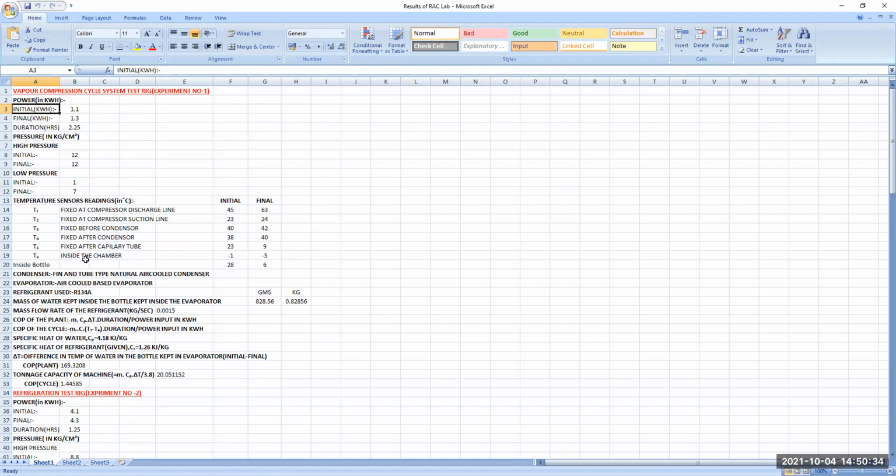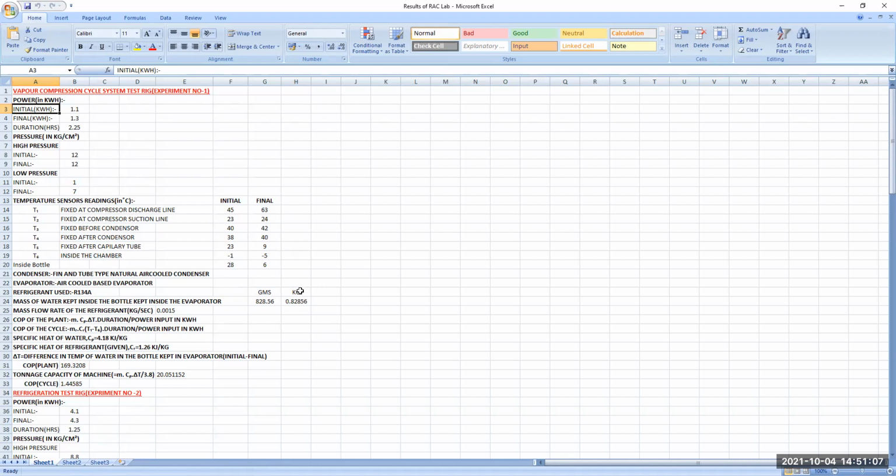Next, T5 is fixed after the capillary tube, meaning after the expander, and it becomes 23, and at the outlet the pressure becomes 43. After the outlet of the compressor, the pressure was 43, and at the outlet of the expansion, the pressure reduced to 23. And finally, it is reduced further to 9. So finally, at the compressor it was compressed to 69 kg per cm square, and after expansion, it is reduced to 9 kg per cm square.